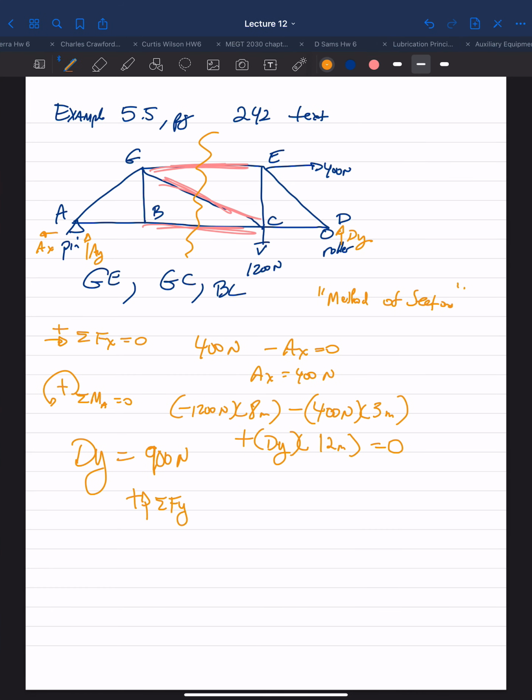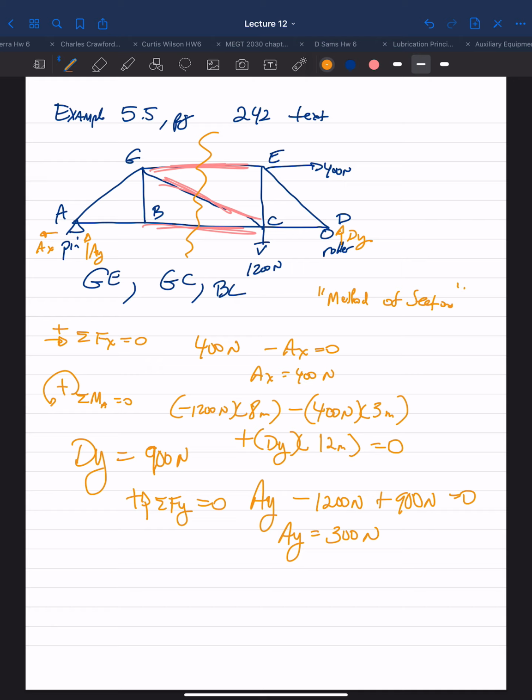Sum of your forces in the y direction, you have your AY minus your 1200 newtons plus your 900 newtons from DY. Your AY is 300 newtons. Now we know our unknowns from the support reactions. Now we make our cut.